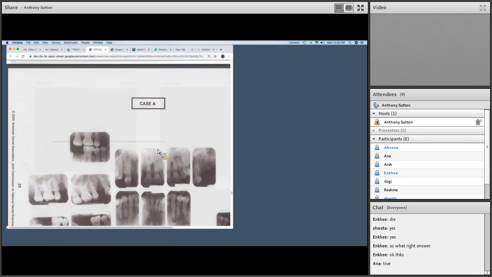Remember there's a difference between horizontal bone loss and vertical bone loss. Vertical bone loss means you have something that looks like it's coming down towards the apex, like an angular bone loss, like somebody took a sword and chopped into the bone. So I don't see a vertical defect distal of tooth number 2. I just see a defect there.